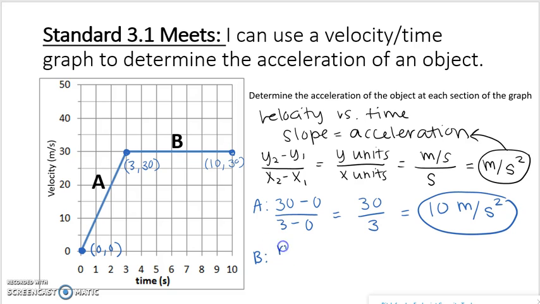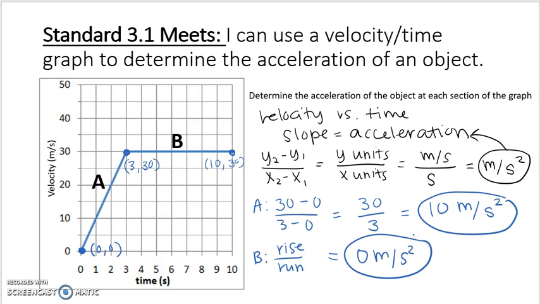We've talked about slope as also being rise over run. This has a run, right, from 3 to 10, but it doesn't have a rise. When your rise is 0, or the numerator of your fraction is 0, you can't divide it by anything, which means for B, we get a slope of 0 meters per second squared, right? Again, that slope is your acceleration.